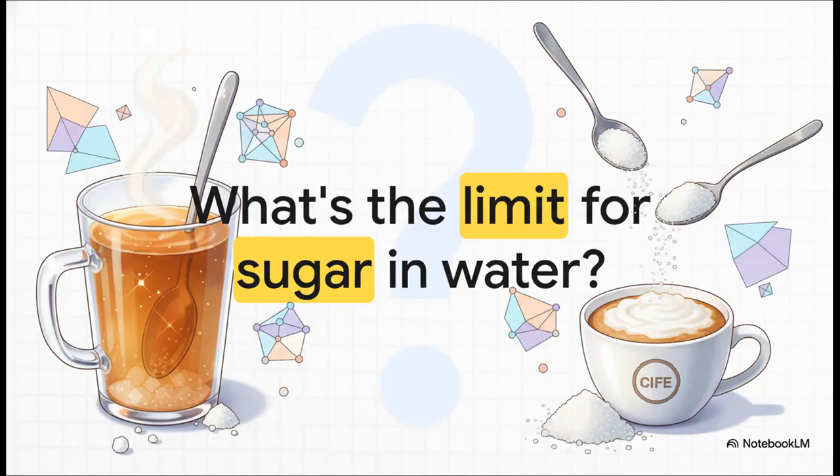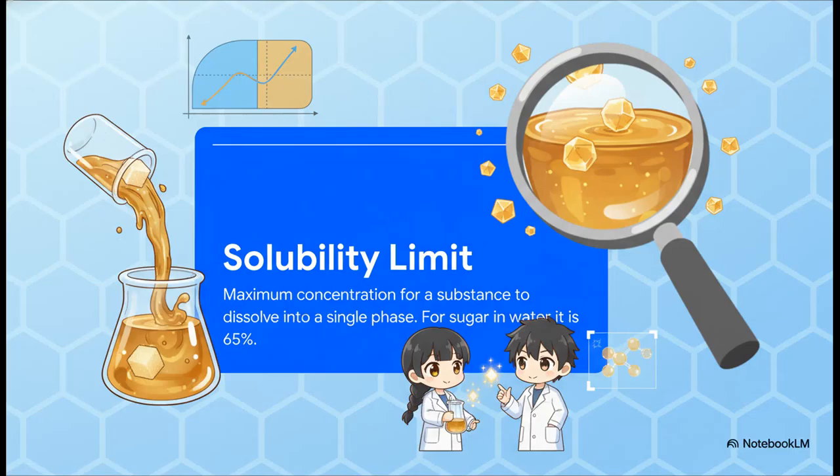Let's start with a really simple question that I bet you already know the answer to. Say you're making a drink, coffee, tea, whatever. How much sugar can you actually stir in before it just stops dissolving and sinks to the bottom? There's a limit, right? You've seen it happen. Well, that limit has a scientific name. It's called the solubility limit. For sugar and water at room temperature, it's about 65% by weight.